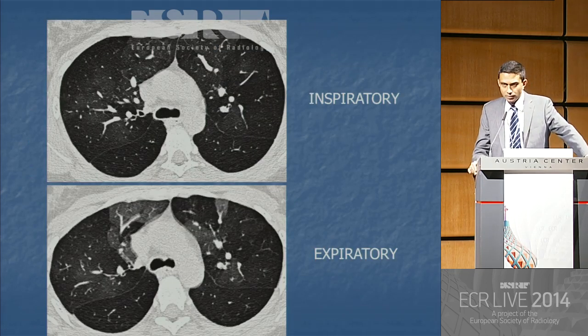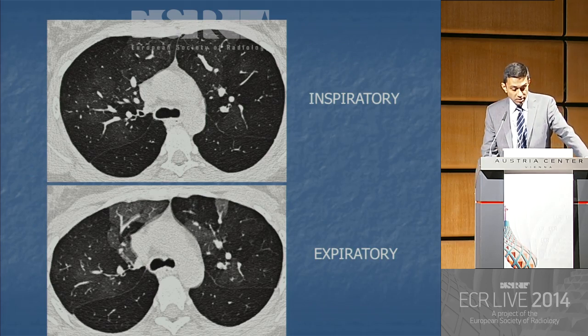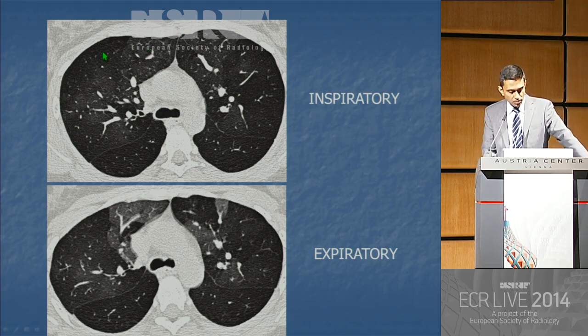And here is an example of fairly severe obliterative bronchiolitis. On the inspiratory scan, you can just about make out the mosaic attenuation pattern, with areas of grey or increased attenuation lung next to areas of reduced attenuation lung. But crucially, on the expiratory CT, it becomes much more conspicuous.